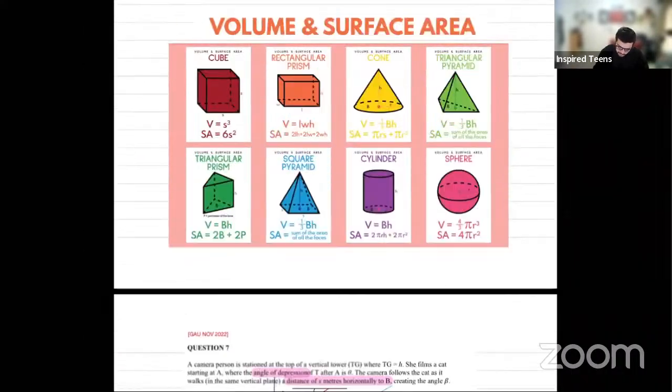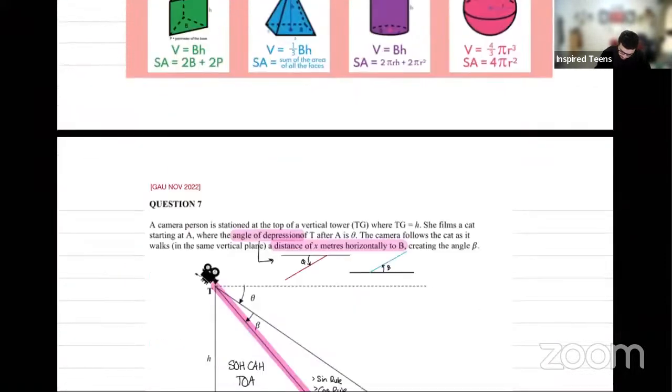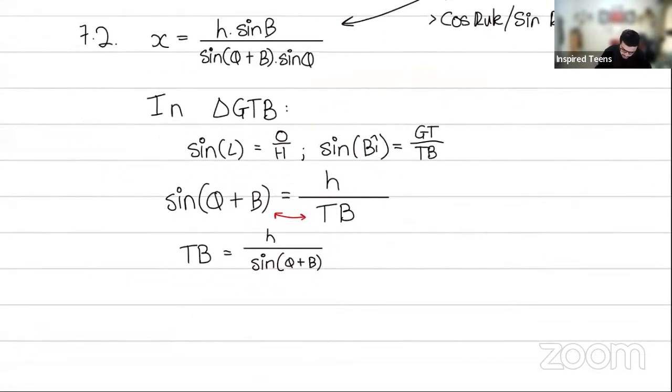Now we completed step number 1. Express the bridge using the first triangle, generally using the 90-degree triangle. So that's done. We have an expression for the bridge. Remember, the bridge is TB, so obviously you have to identify your bridge.